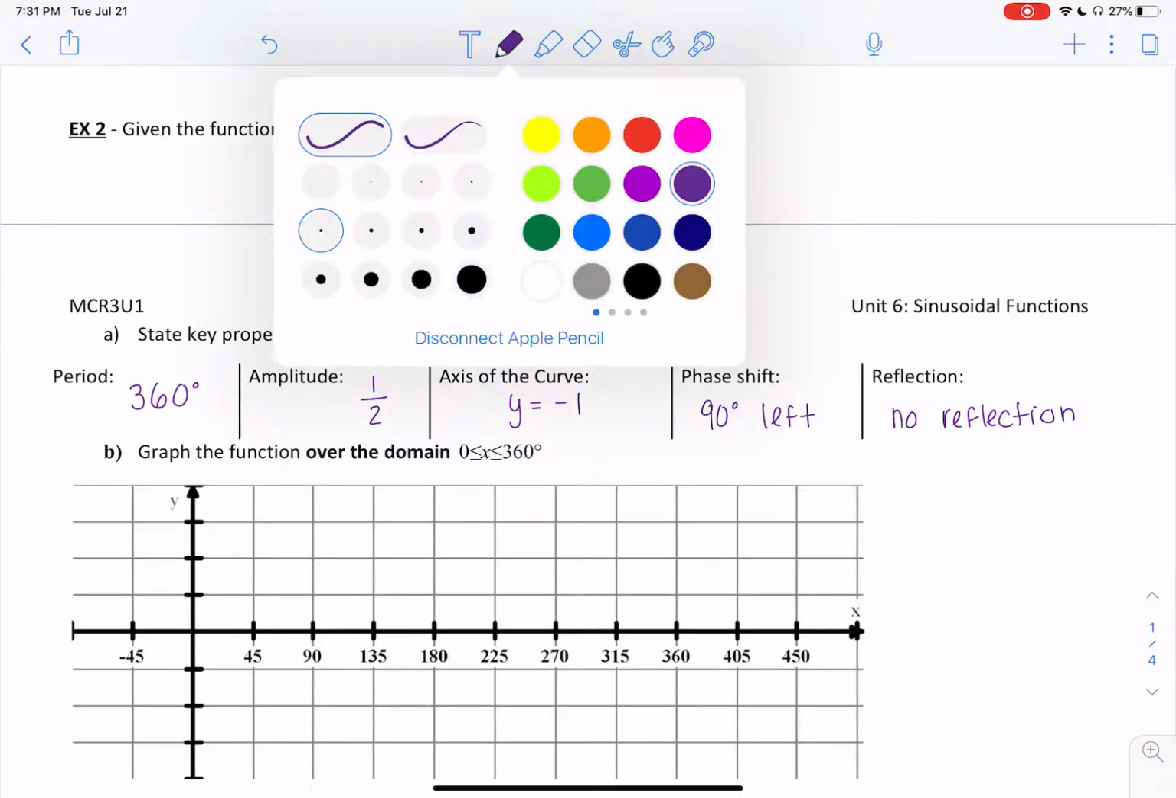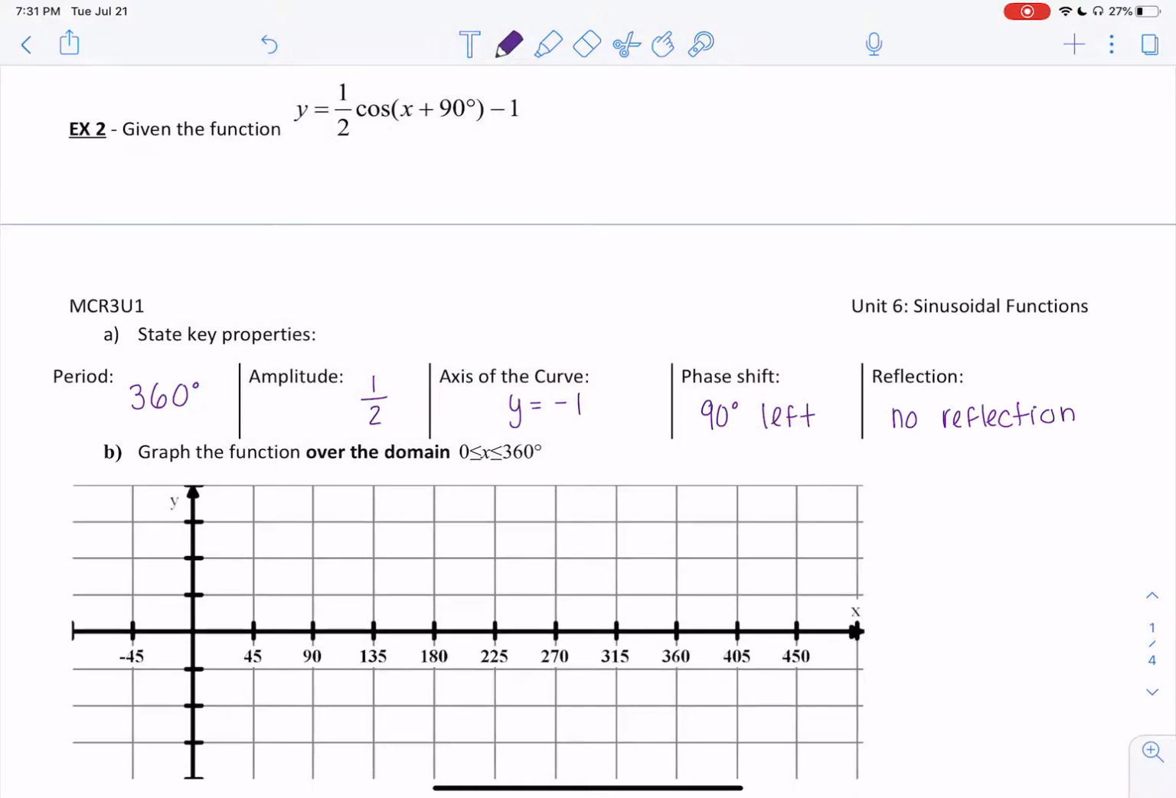First thing I'm going to do is put my scale on my graph. So we'll have 1, 2, 1. I'm just going to go up by 0.5s. Now, the first thing I need to do is plot the axis of my curve, which is at -1 here. Next, I plot my maximum and minimum. So I have an amplitude of 1/2, so I'm going to be going up by 1/2 and below by 1/2.